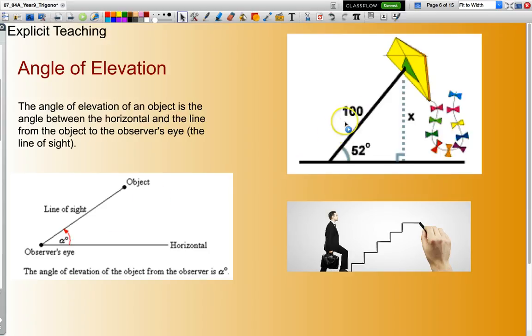As an example, you see the kite here is flying. Length of the string is 100 meters. The angle of elevation is 52 degrees. It's the angle between the horizon, which in this case is the ground, and the kite in the sky. So there you go. The angle of elevation is 52 degrees.